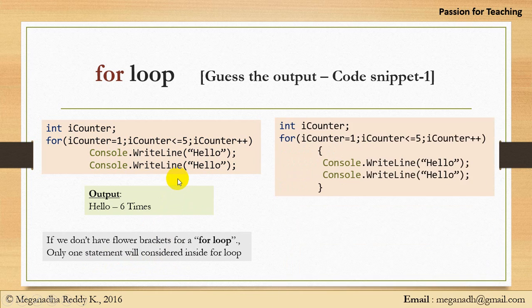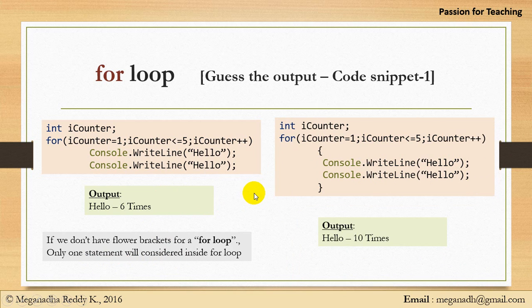Let's see the modified version of it. Now we have added these curly brackets here. Now these two statements are considered to belong to this for loop, and every time I counter is 1, 2, 3, 4, 5, these two statements are executed. So 2 into 5, the output now will be 10 times hello.